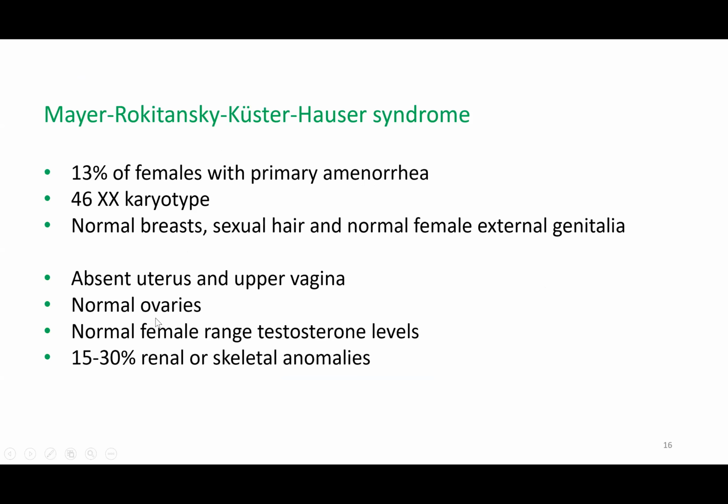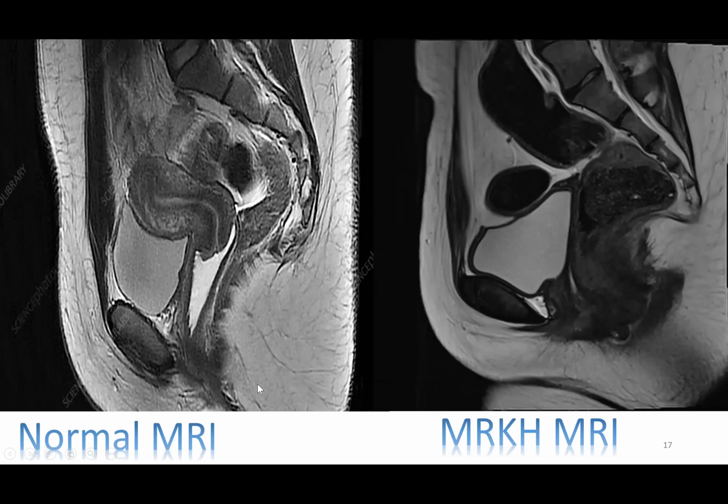The ovaries are normal. That's why they can get pregnant: they donate the oocyte, and a surrogate mother carries the pregnancy, so they can achieve a healthy child. They have normal female range testosterone and other hormonal levels. However, they may have associated renal or skeletal anomalies.